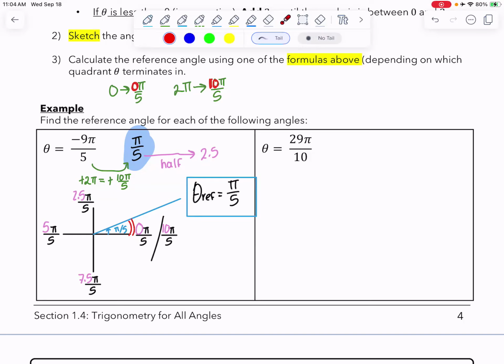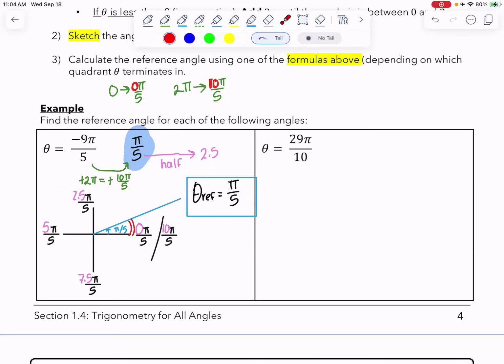I want to make a quick note here that this is the reference angle for theta equals negative 9 pi over 5. It just so happens that any coterminal angle with negative 9 pi over 5 will have the same reference angle. So pi over 5 is also the reference angle for negative 9 pi over 5.